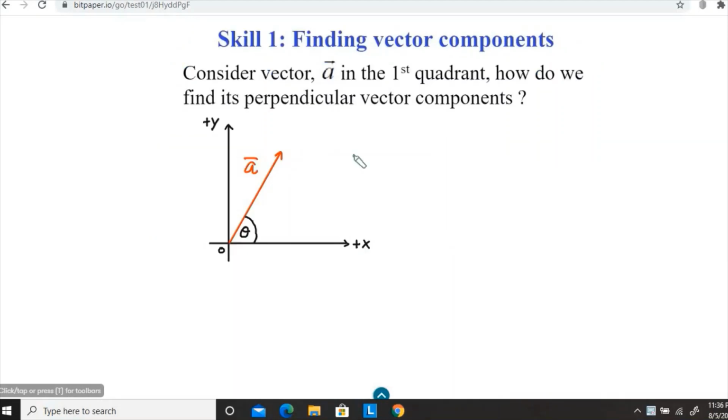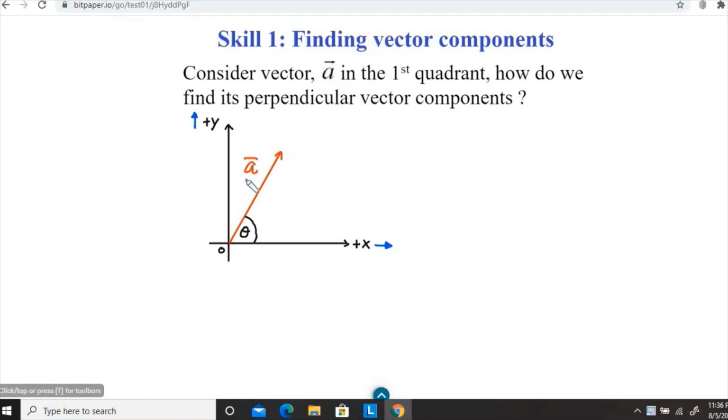Now let's try to understand how to apply skill 1, that is, given a vector, how do you find its perpendicular components? Here I am representing a vector A that makes an angle theta with the positive x-axis. You can see the positive x-axis is to the right. Then the positive y-axis is in the upward direction. This is the normal convention when we draw the xy coordinate system. And you can see the A vector is in the first quadrant.